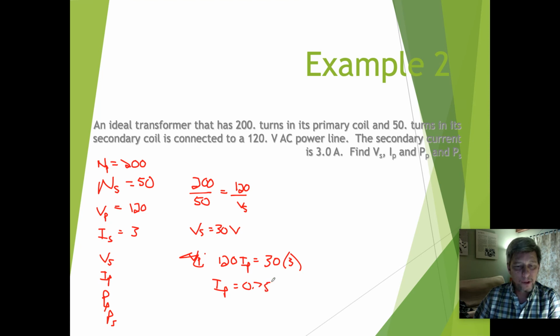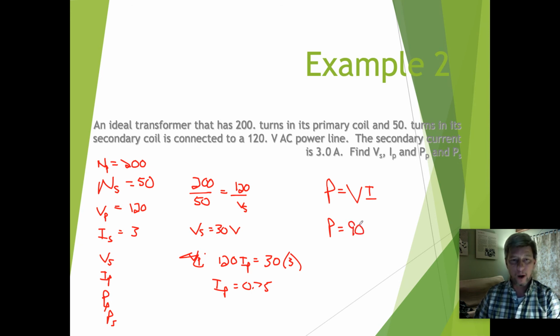or 0.75 amps. Now, in terms of the power, we now know the secondary voltage, the primary voltage, the secondary current, so it doesn't really matter, but P equals, remember, V times I. So we can do this either as 120 times 0.75, which is 90, or we can do this as 3 times 30, which is also 90. So power, either primary or secondary, is going to be 90 watts. Okay, so there we are.